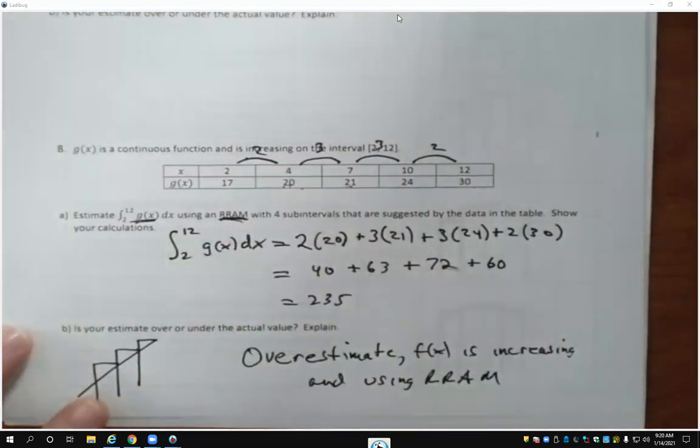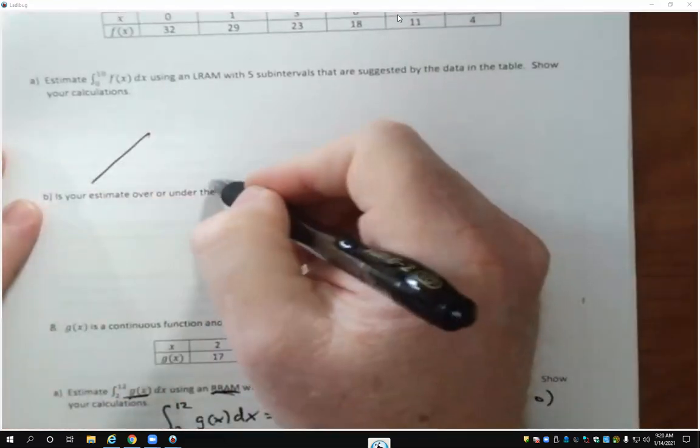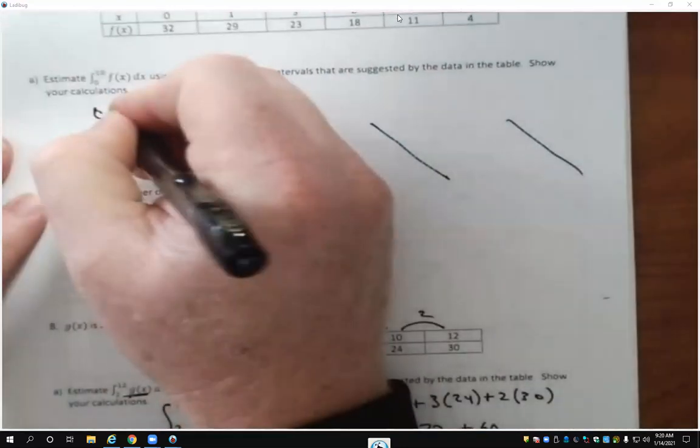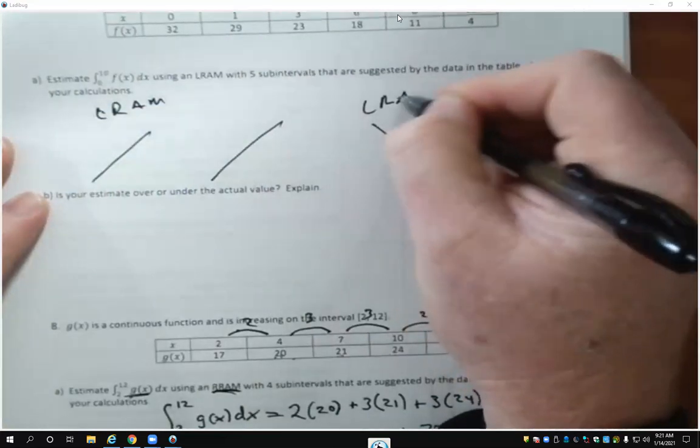Instead of memorizing, there are four ways to do it. LRAM is either going to be an over or an under, and RRAM is going to be an over or an under. There are 4 different ways to do it. So if I drew you 2 lines increasing and 2 lines decreasing, we'll call this one LRAM and this one RRAM.